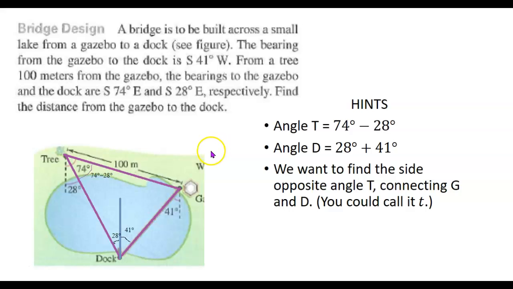Now we want to find the side opposite the tree, opposite angle T, that connects the gazebo and the dock. So you could call that side little t. So we know angle T, we know side little d across from angle D, and we figured out that angle D is 28 plus 41 degrees.